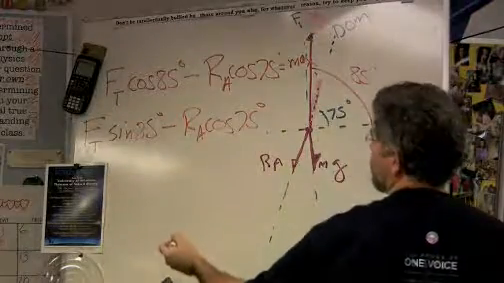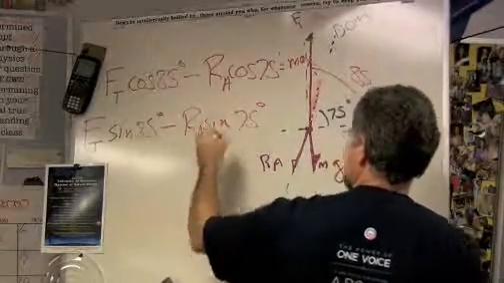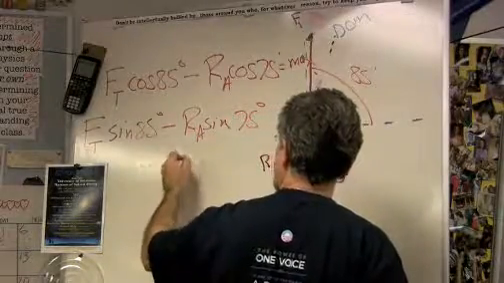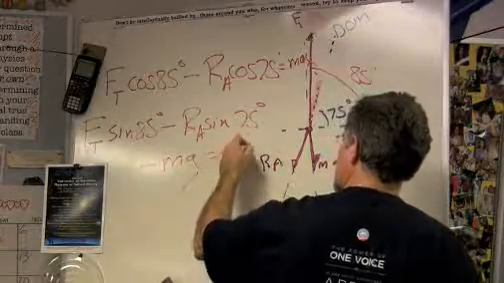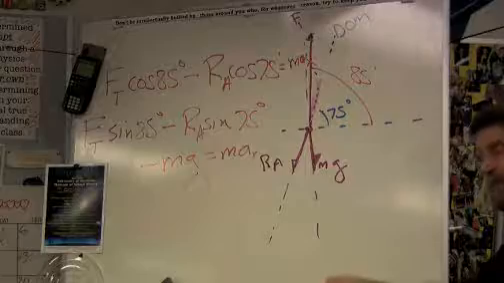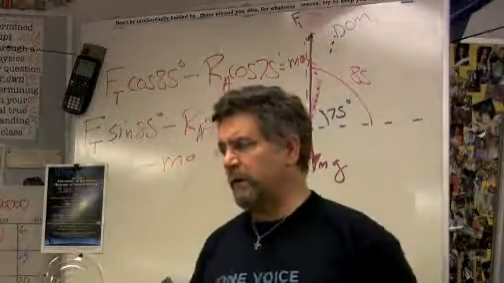Why is it still cosine? Oh, sorry. Way off. We'll edit that out. Sine 75 minus what? Mg, and you get all that, equals MAY. Because now your acceleration has an x component and a y component. So we're not putting numbers in yet, but this will get pretty complicated.